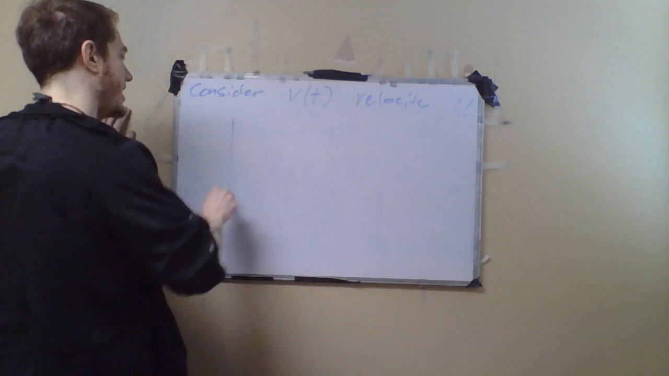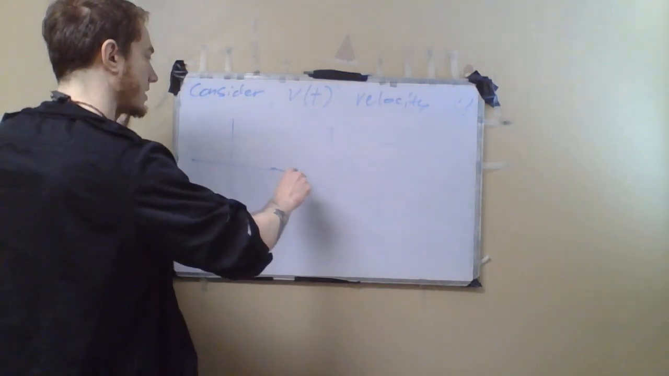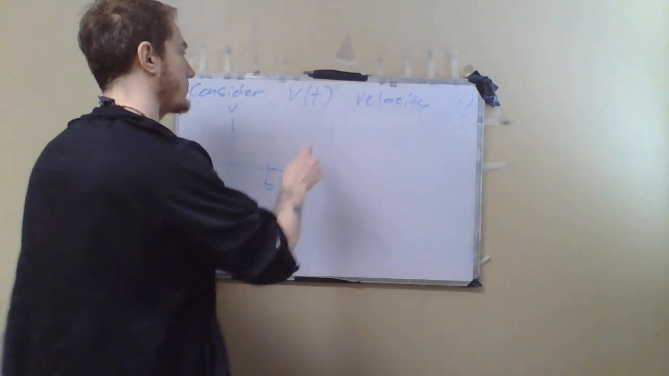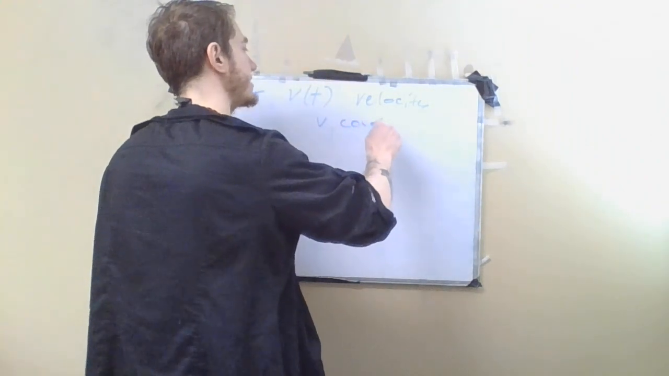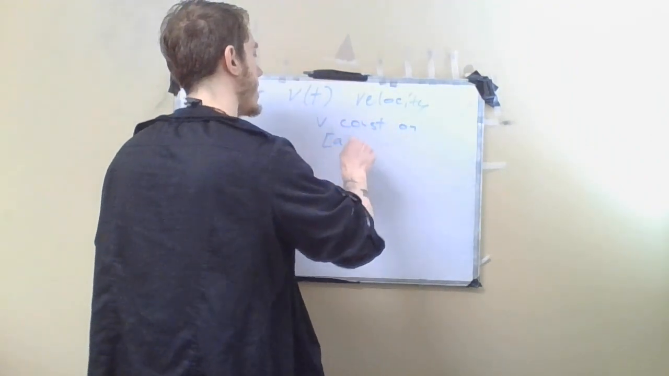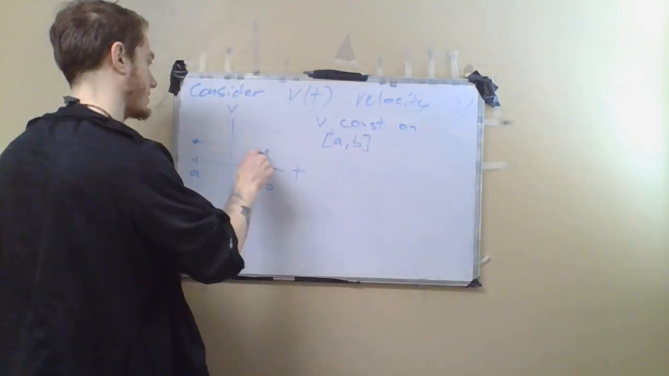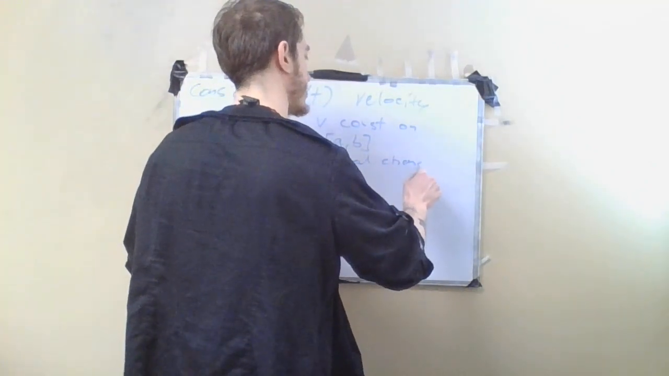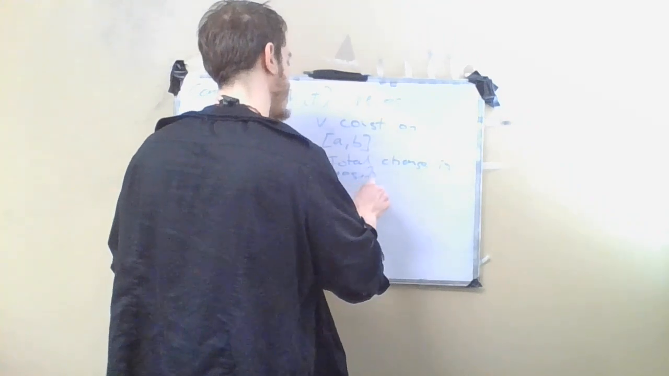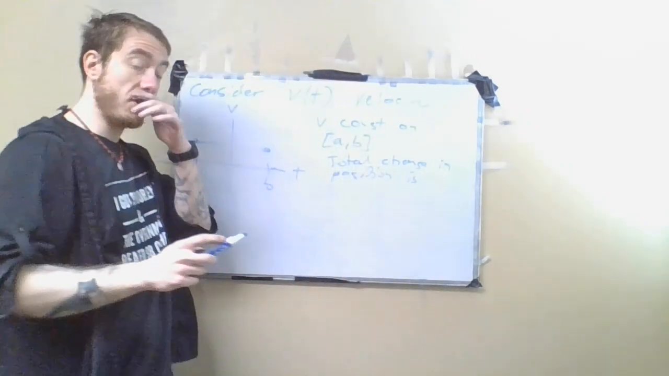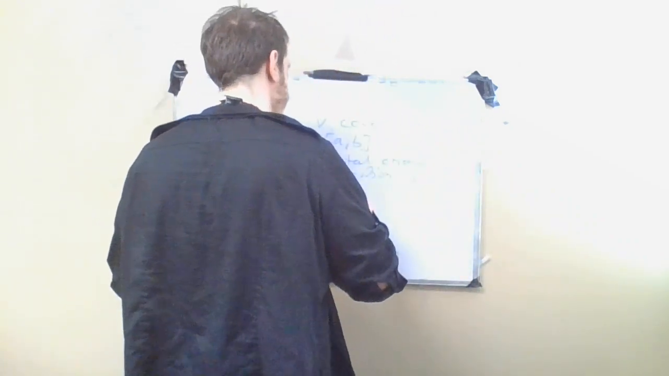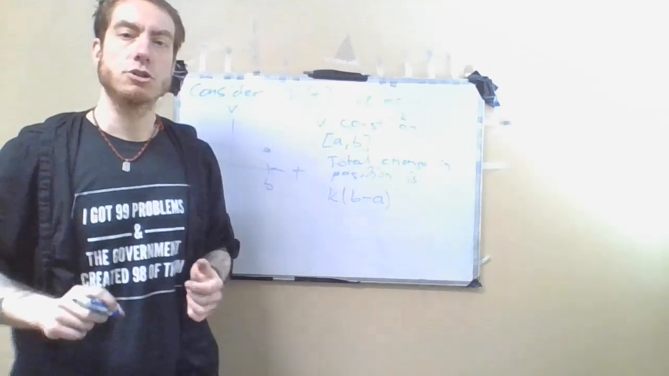Now, here's t, here's v. If we have some time interval and v is constant on the interval a to b, then the total change in position is going to be given by taking whatever v is equal to, let's say it's equal to k, it's going to be k times b minus a. So that is our total change here.